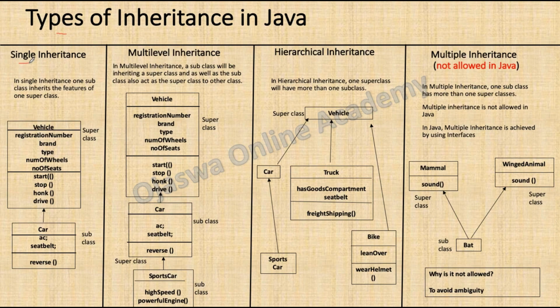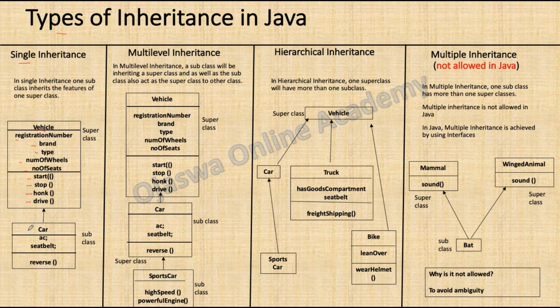What is single inheritance? In single inheritance, there is one subclass that inherits the features of one superclass. For example, there is a superclass vehicle. It has these instance variables: registration number, brand, type, number of wheels, number of seats. Also, it has four methods: start, stop, honk, and drive. So these are the features of the vehicle class.